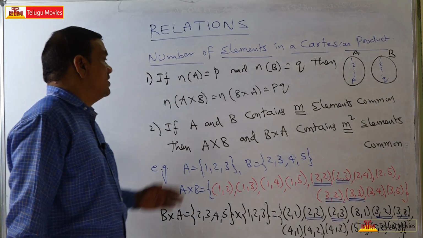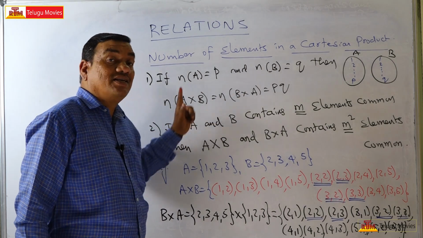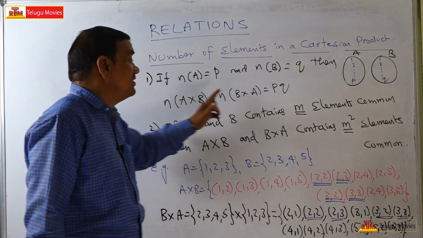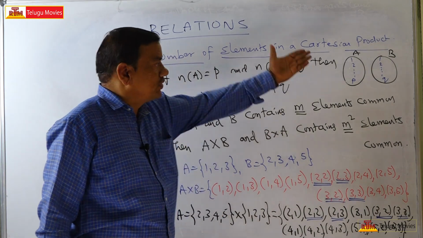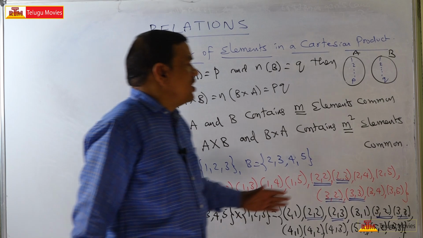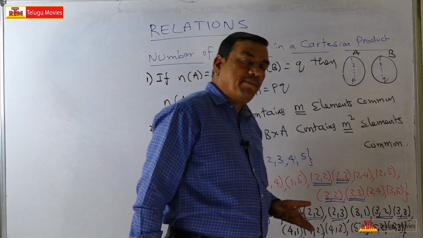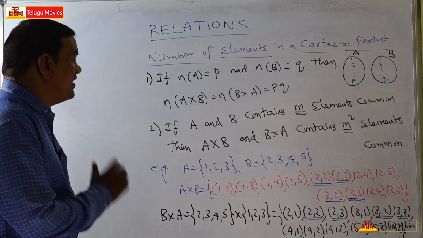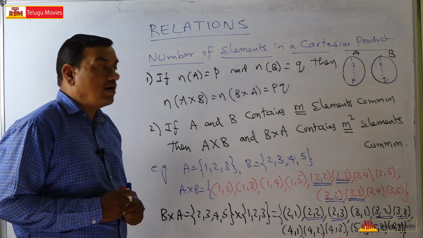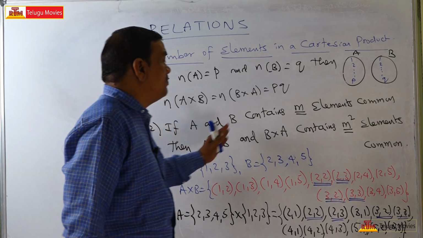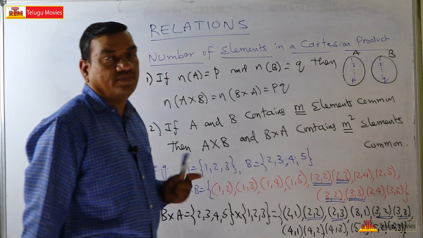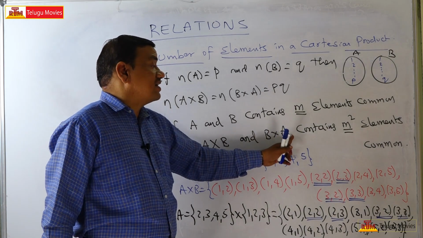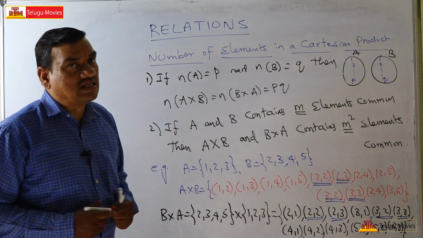Okay, very easy. Just like A cross B and B cross A, the ordered pairs may be different, but their count is the same, P into Q. The same logic applies from B to A. And the second one is very important, it was given in some competitive examinations: if A and B contain m elements in common, then A cross B and B cross A contain m square elements in common.